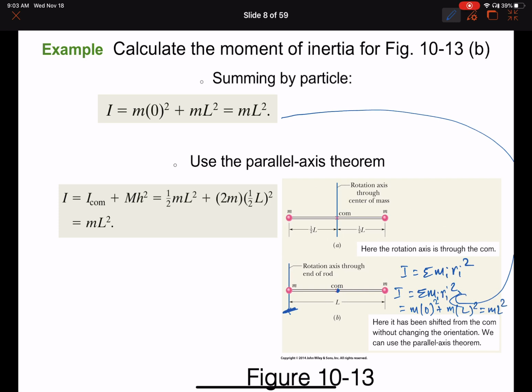If you use the parallel axis theorem, I would be I center of mass plus m h squared. We know the I center of mass of the thin rod is ml squared, plus the total mass is 2m, and the distance from the center of mass to the pivot is L over 2. That gives you ml squared, the same thing.